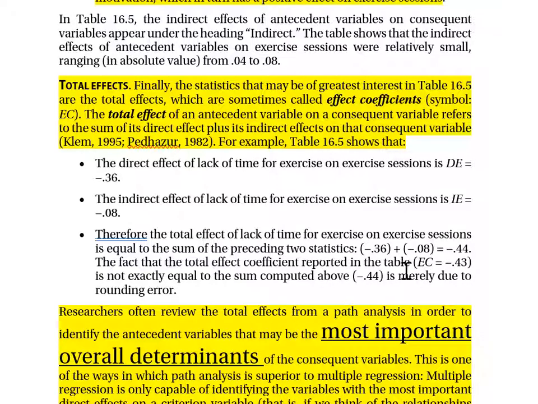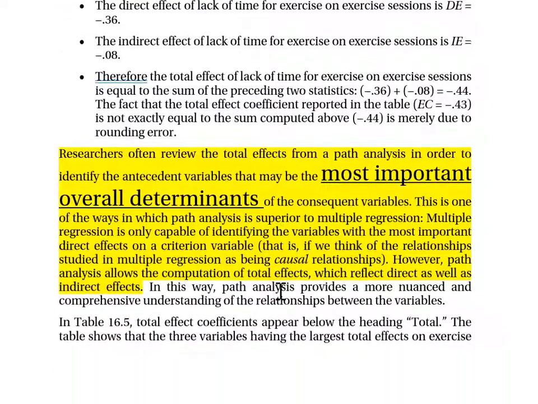The fact that the total effect statistic, negative 0.43, that's reported in the table is not exactly equal to the sum that I just computed, the negative 0.44, is merely due to rounding error. Researchers often review total effects from the path analysis in order to identify antecedent variables that may be the most important overall determinants of the consequent variables.